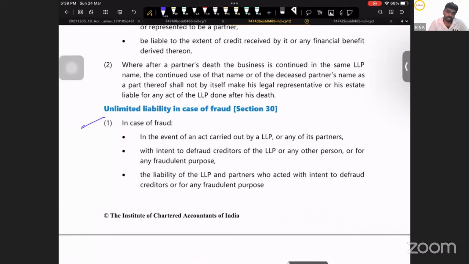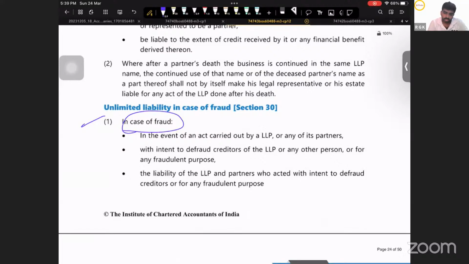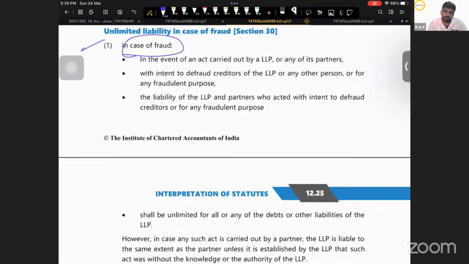And the last one is, in case of fraud, in the event of an act carried out by the LLP or any of its partners with the intent to defraud the creditors of the LLP or any other person or for any fraudulent purpose, the liability of the LLP and the partners who acted with intent to defraud the creditors or for any fraudulent purpose shall be unlimited for all or any of the debts and other liabilities of the LLP.